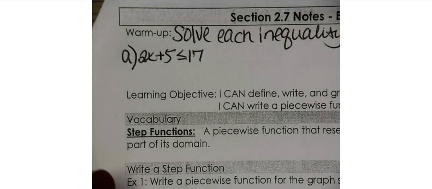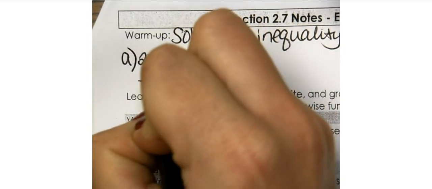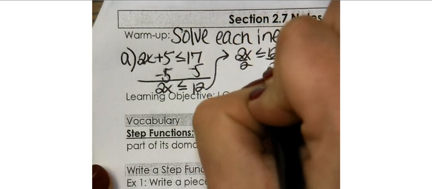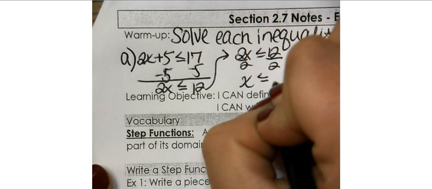Okay, for the very first problem, what we want to do is get x alone on the left-hand side. So the first thing you need to do is subtract 5 on both sides. And by doing that, you end up with 2x is less than or equal to 12. From here, we need to divide both sides by 2 to get x alone. And when you do that, you find that x is less than or equal to 6.